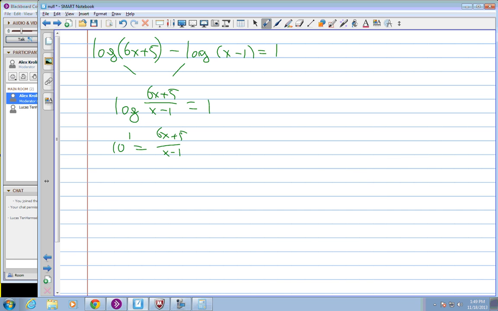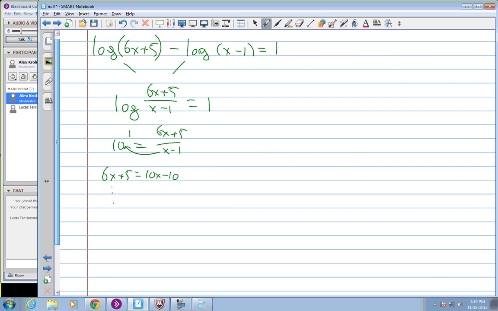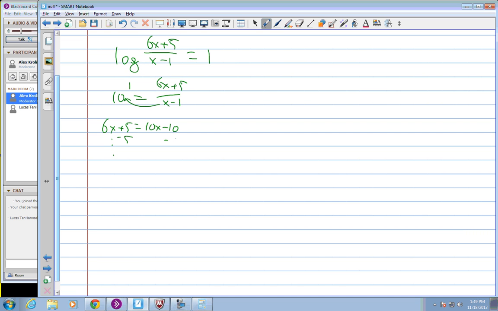So then just solve that equation. Multiply both sides by the denominator, so 6x plus 5 equals 10x minus 10. And then you just solve that. Just multiply by x minus 1 and then solve. Now you have to make sure, well, let me actually finish this. So subtract 5, subtract 10x, so it's negative 4x equals negative 15, so x is 15 fourths, right?